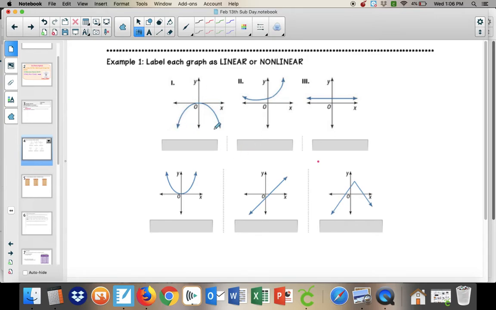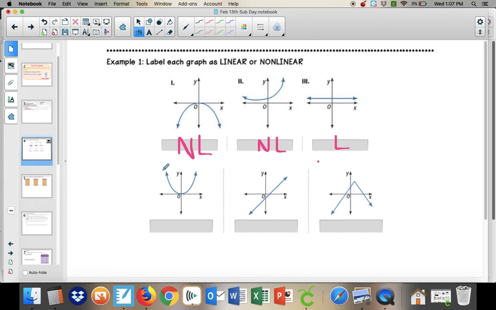So this first one, curves. This is a nonlinear line. The fact that it curves, it is not straight, does not make it a linear function. The second one, it curves again. So what do you think it is? If you said nonlinear, you are correct. The third one, linear or nonlinear. It is a straight line. It does not curve, it does not break. This is linear.